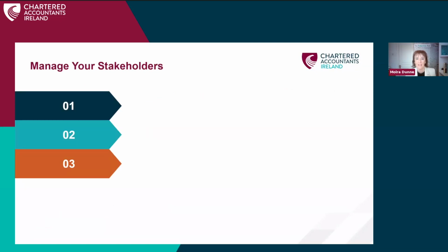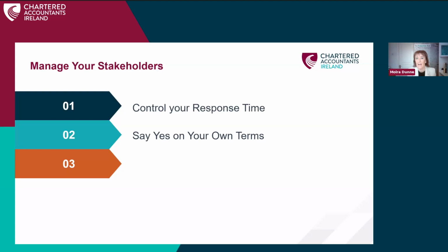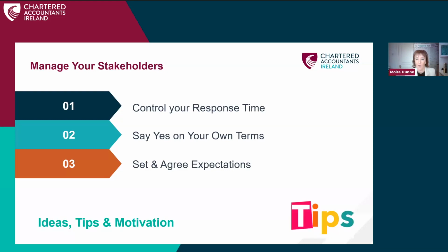So what are we going to talk about today? Three key things. The first one is how to control your response time. So we're going to take a look at when you get requests from your stakeholders, how you can control your response time. Building on that, how you can say yes on your own terms. And I'll explain exactly what I mean by all of this shortly. And then the important piece, into the longer term to sustain any changes, is to set and agree expectations with your stakeholders, whether it be your outgoing or ingoing requests that come from those stakeholders. So it'll all make sense as I work through it.